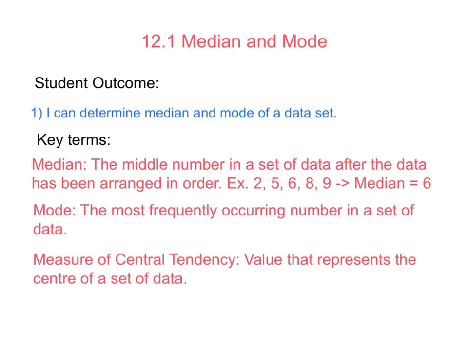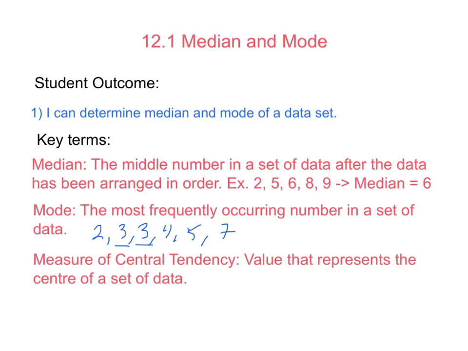Mode is just the most frequently occurring number in a set of data. So for example, if we had data that looks like this, 2, 3, 3, 4, 5, 7, our mode is 3 because it's the most frequently occurring number. It occurs more than once.